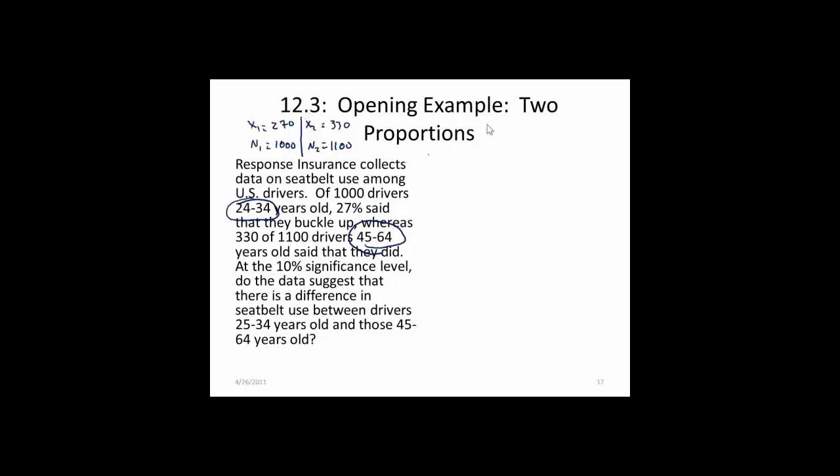So our null and alternative hypothesis. For step 1, we have to state our null and our alternative hypothesis. So here we want to know, do the data suggest that there is a difference in the seatbelt use between the drivers of 25 to 34-year-olds and those that are 35 to 64-year-olds? So here, is there a difference? So is that going to be the null or the alternative hypothesis? Survey says the alternative, so P1 minus P2 is not equal to 0. And for our null hypothesis, P1 minus P2 is equal to 0.